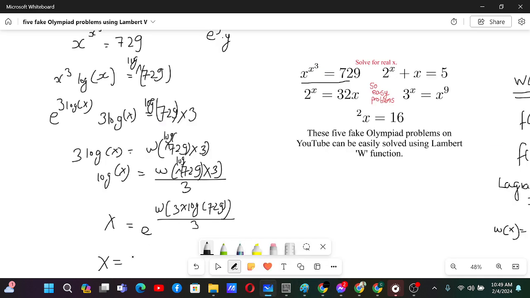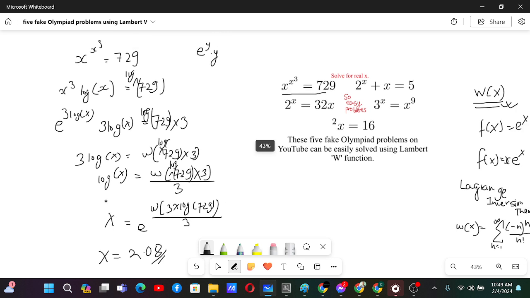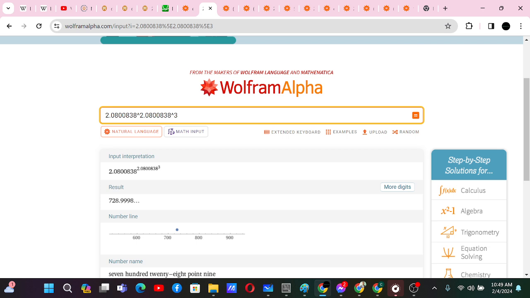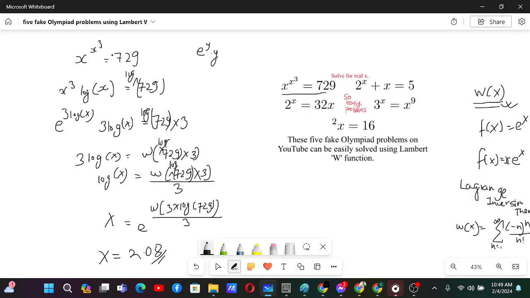So x equals 2.08 is the answer. Now let us check if that's true or not. Again from alpha, 2.08 to the power 2.08 to the power 3, that's 729, you can see. So yes, the answer is correct, because we have seen that 2.08 to the power 2.08 to the power 3 is 729, and Lambert W works.